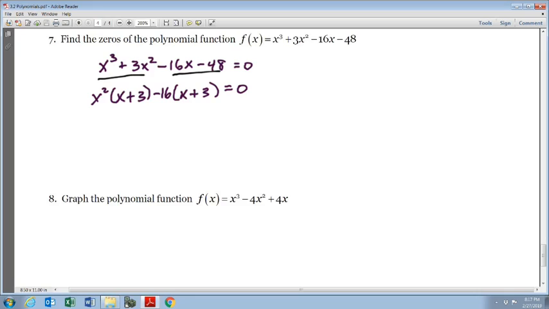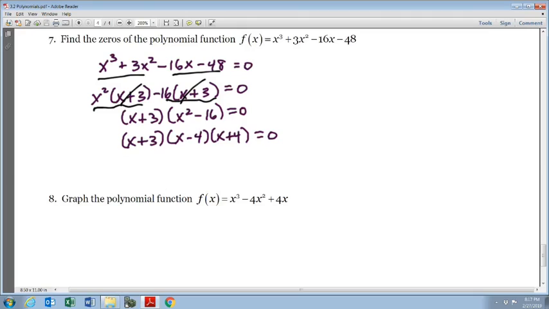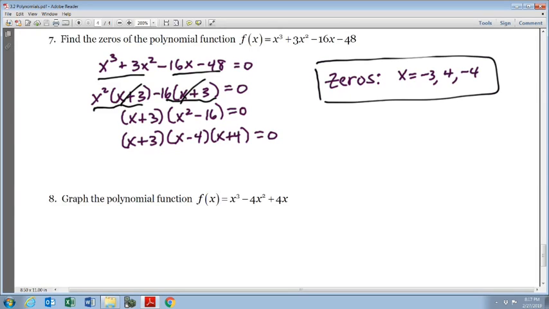So we end up with, notice we have 2 terms here, with the common factor of x plus 3, and then if you cross those out, you can see the x squared minus 16. Now x squared minus 16, that's a difference of squares, and so we can go a little further. It'll be x minus 4 times x plus 4, and so we know 3 factors of our function, and so we know 3 zeros, negative 3, 4, and negative 4.